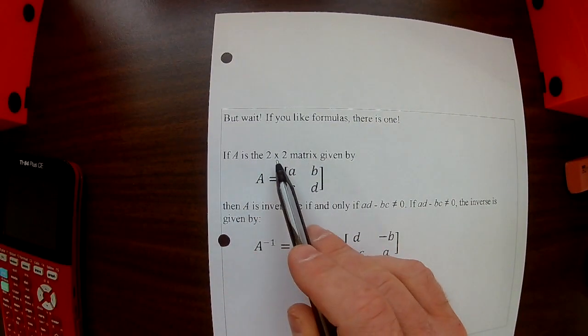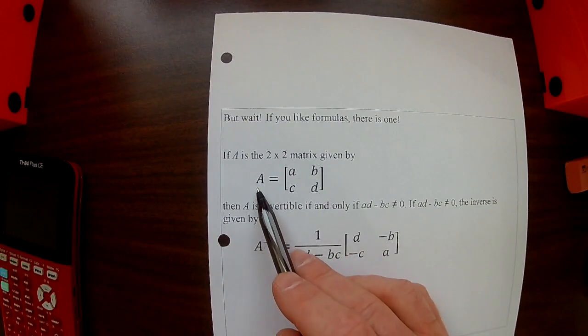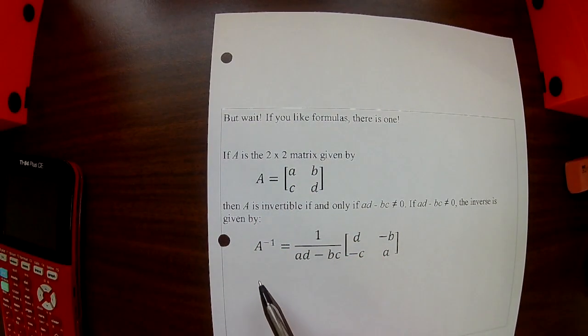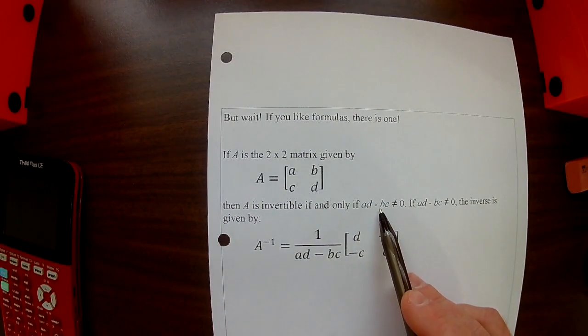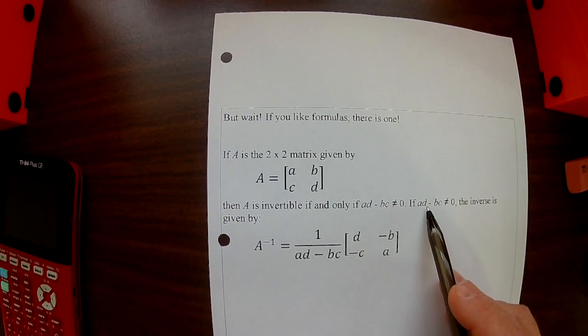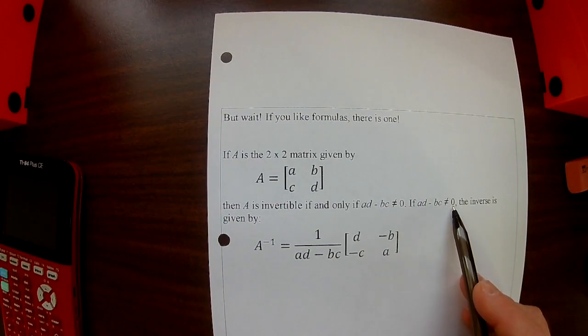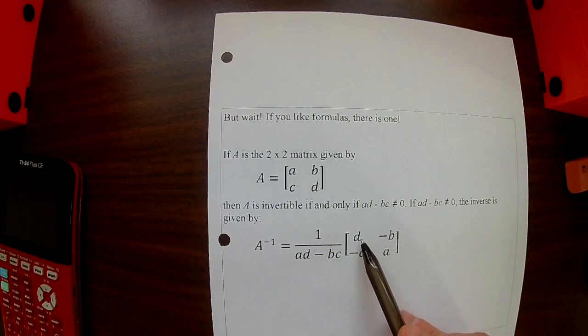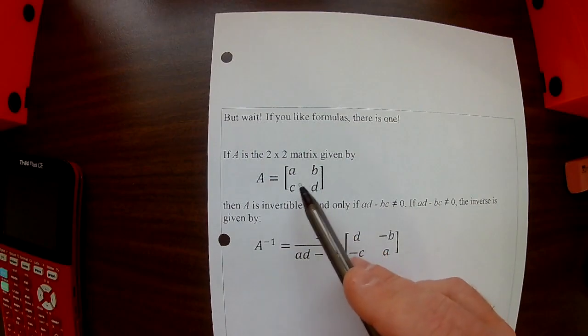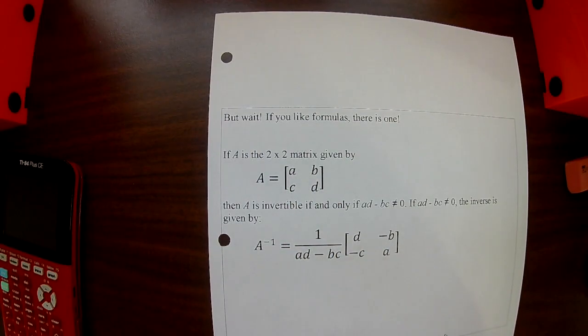If the matrix A is the 2x2 matrix given by A equals [A, B; C, D], then A is invertible if and only if AD minus BC does not equal 0. If AD minus BC is not equal to 0, the inverse is given by A inverse equals 1 over AD minus BC times the matrix [D, negative B; negative C, A]. It's very important to keep track of where A, B, C, and D are. Now this looks like a whole bunch of difficult stuff to do, but it's really not.